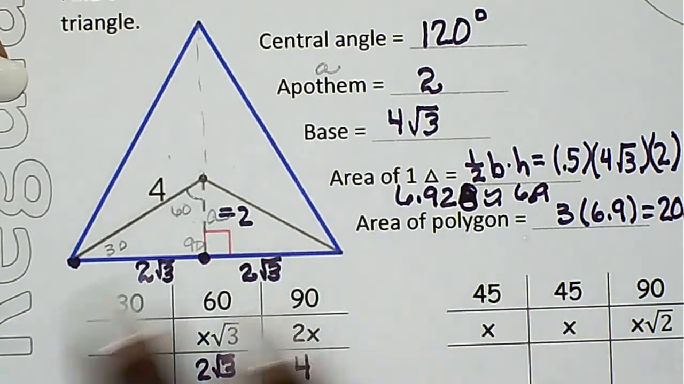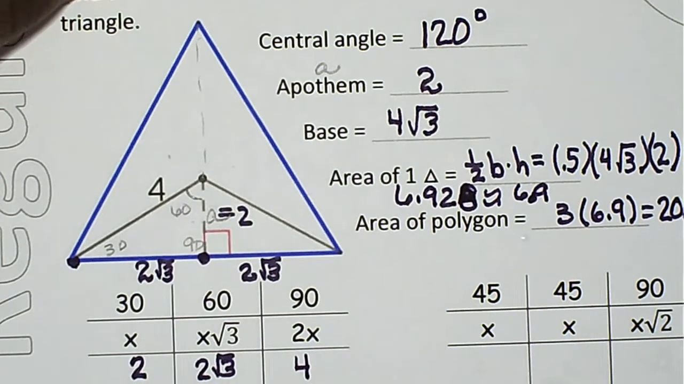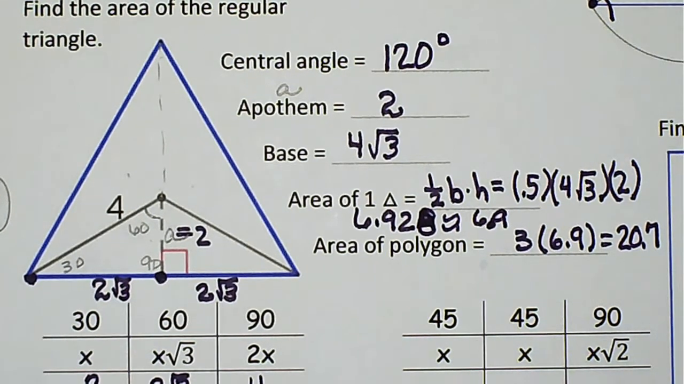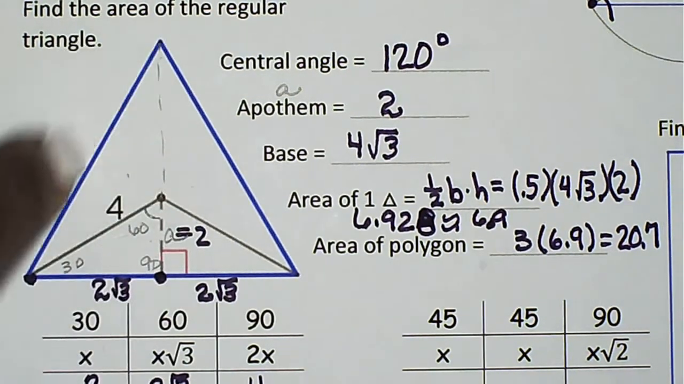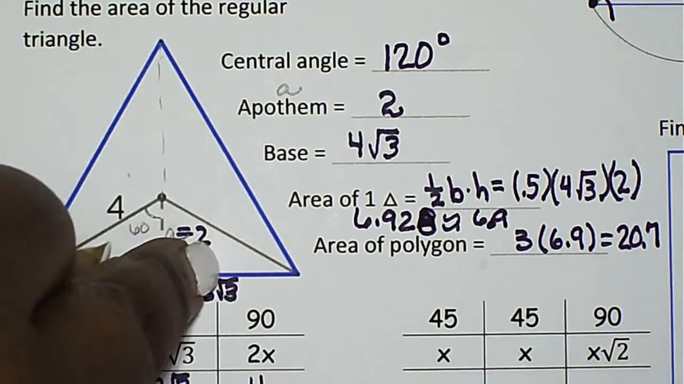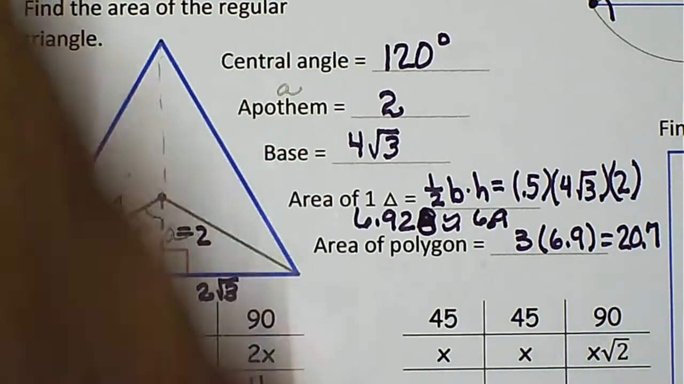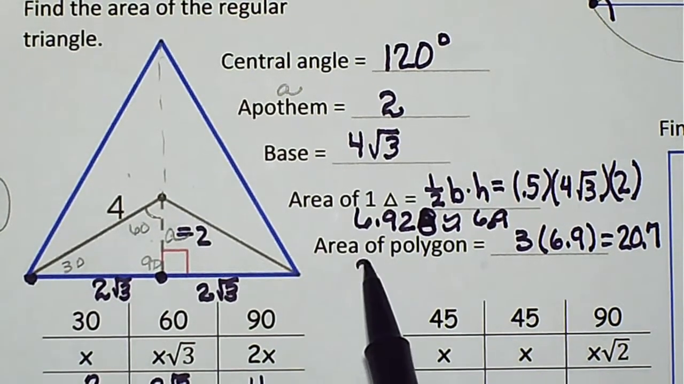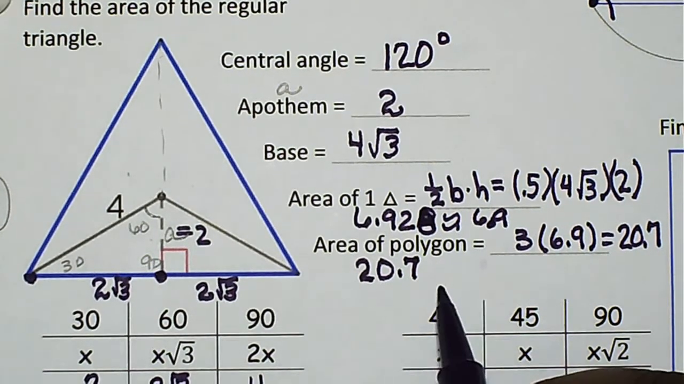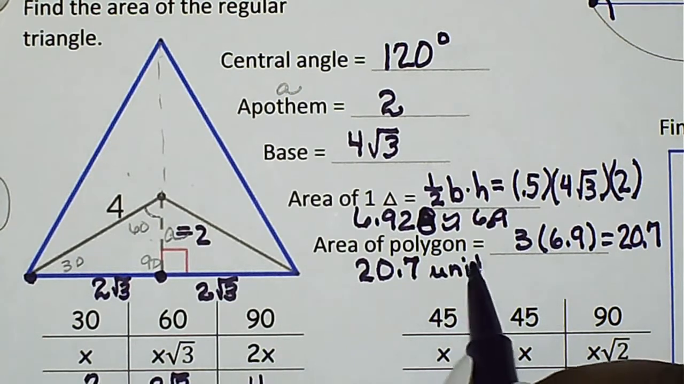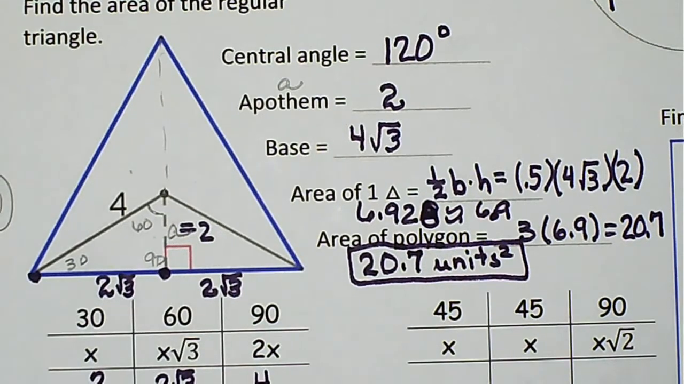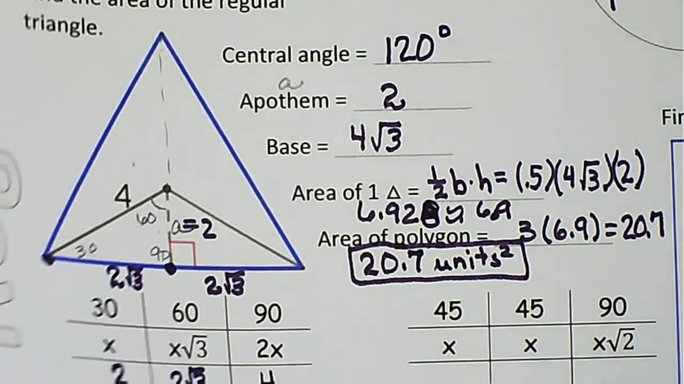So the area of this polygon. It's kind of like finding the area of a composite figure, a figure that has shapes inside of it. This has 3 triangles inside of it. So the area of this polygon is 20.7 units squared. I don't see any units on here, so I'll put squared. Let's move on to the next shape.